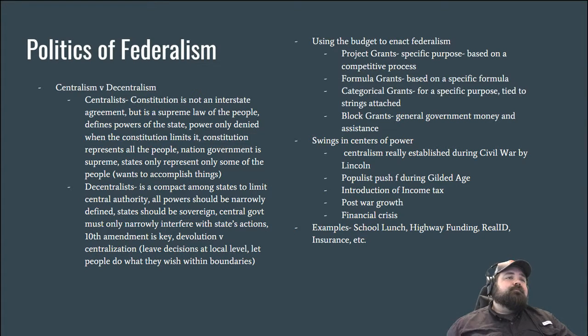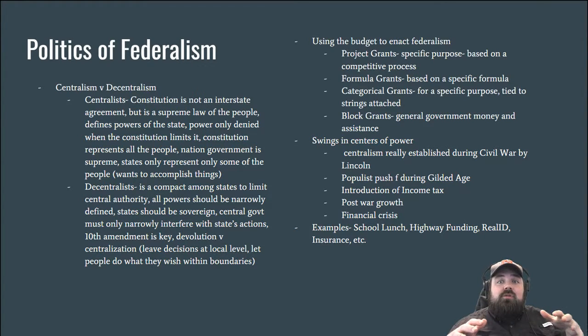So what we see is really two major tensions. On the one hand, we have these centralists. And what they believe is that the Constitution doesn't exist as an interstate agreement. The Constitution is the supreme law of the people. It gives power to the states, and power is only denied when the Constitution explicitly limits it. The reason behind this is that the Constitution represents the entirety of the people, and the best way to represent the people is via this national government.